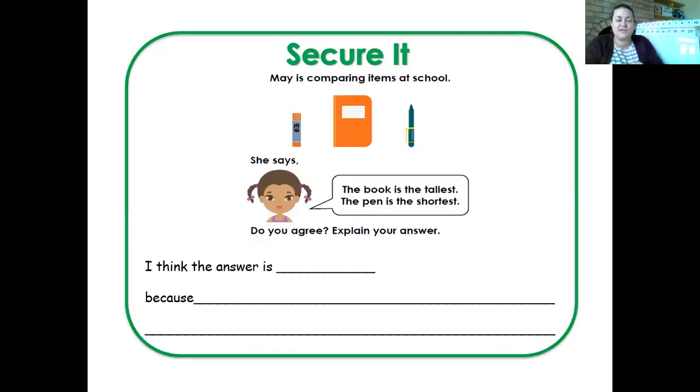Okay, so the first Secure It question says that May is comparing items at school. So there's a glue stick, a book, and a pen. And she says the book is the tallest, the pen is the shortest. Do you agree with her? And explain your answer. So if you agree with her, you need to say why you agree with her. So you'll say, I think the answer is true, because. If you think she's wrong, and if you think she's made a mistake, you'll say, I think the answer is false, because, and you need to give your reason. Okay, so that's the first Secure It.